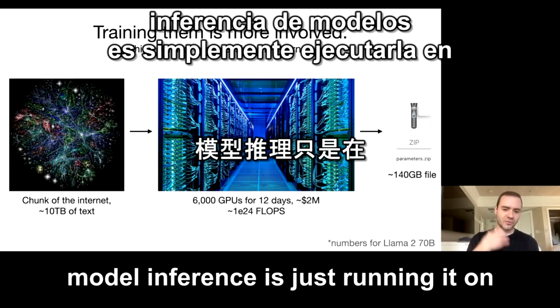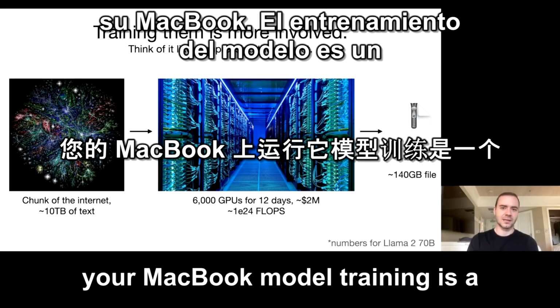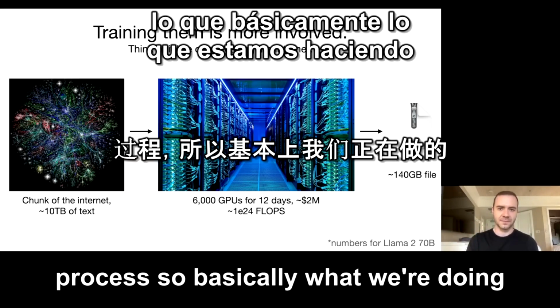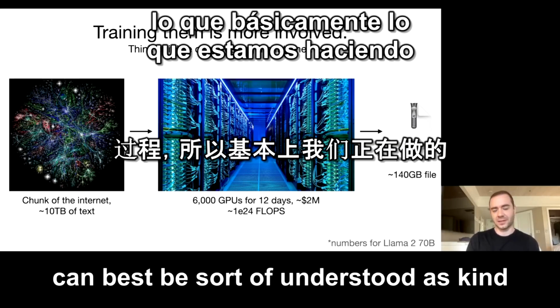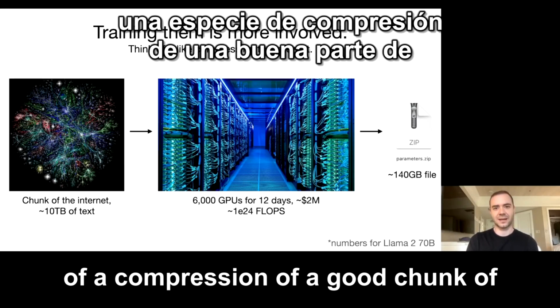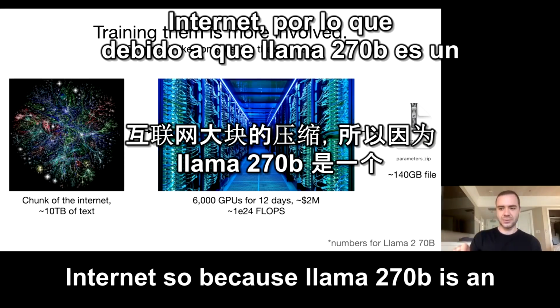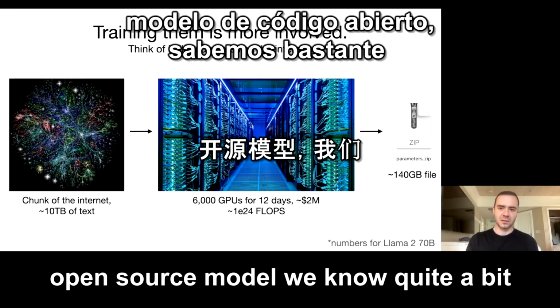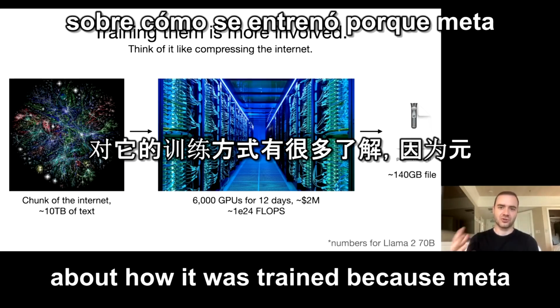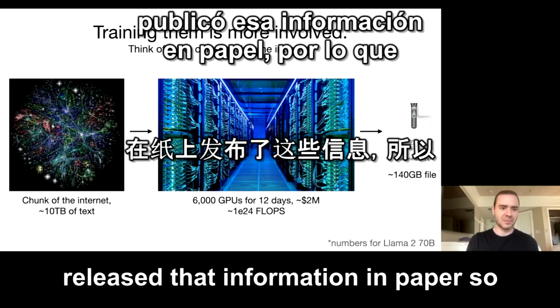Model inference is just running it on your MacBook. Model training is a computationally very involved process. What we're doing can best be understood as a kind of compression of a good chunk of internet. Because Llama 2 70B is an open source model, we know quite a bit about how it was trained, because Meta released that information in a paper.